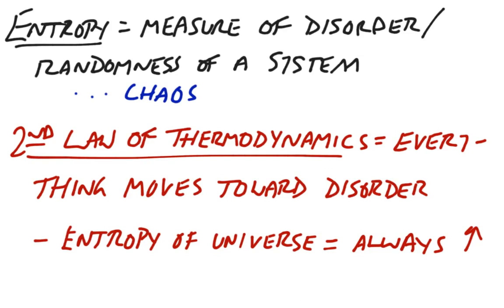So here we have it defined. Entropy is the measure of disorder or the randomness of a system. Or another way of thinking about it is the chaos. It's the opposite of order. It's the opposite of structure.